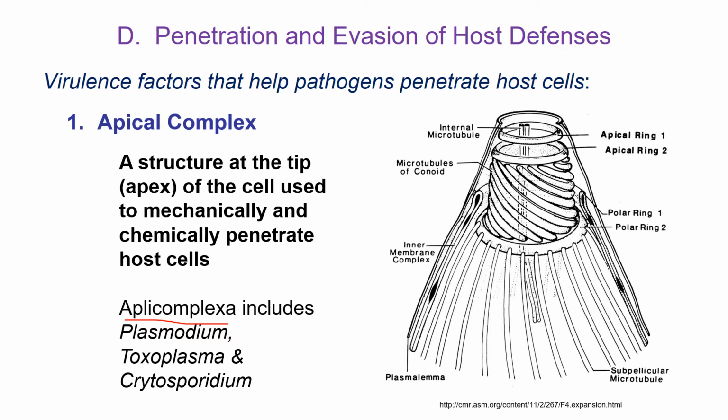There are three organisms that we talked about that are apicomplexa. There's a whole bunch, of course, but the important ones are Plasmodium, the one that causes malaria; Toxoplasma, the one associated with cat feces; and Cryptosporidium, the one associated with cow manure. All of these have apical complexes. On the right you can see an apical complex. It's kind of like a mechanical and enzymatic drill that allows them to penetrate host cells.